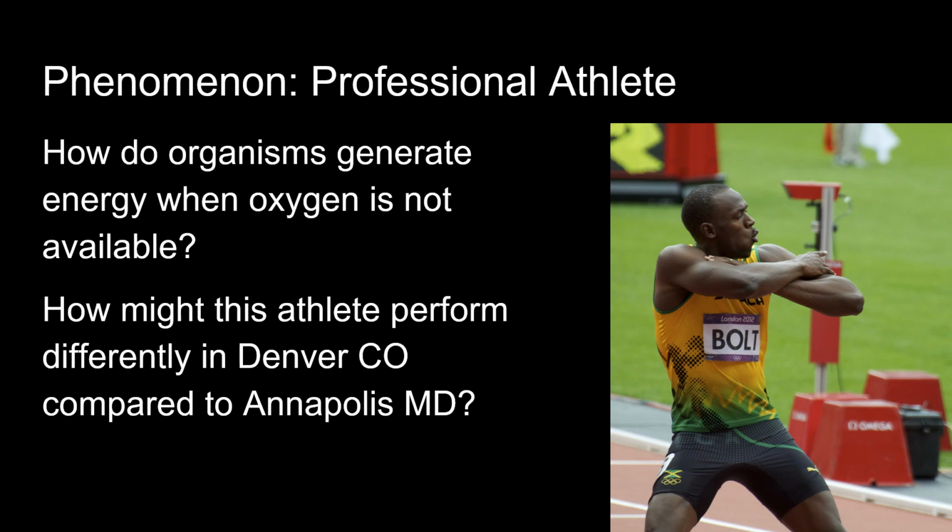The phenomena for this unit is to choose a professional athlete and discuss how can that athlete generate energy when they're running out of oxygen. They can't breathe fast enough, their circulation can't go fast enough in order to supply their cells with enough oxygen for a major event. However, they still are able to perform. And then another question you can ask is, what if you were in Denver, Colorado compared to Annapolis, Maryland? They should be able to deduce that Denver, Colorado, being the mile-high city, would have less oxygen and therefore be a greater challenge to most athletes.